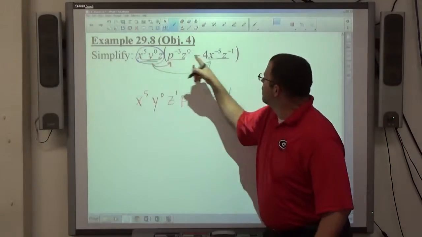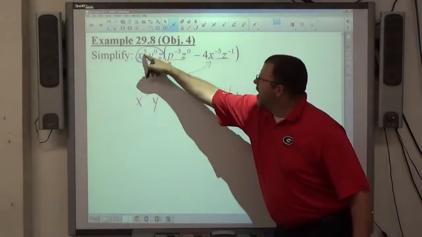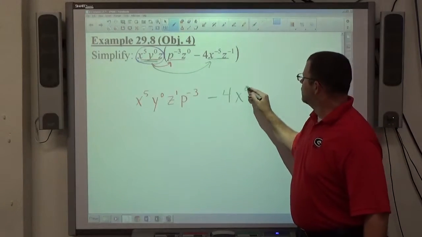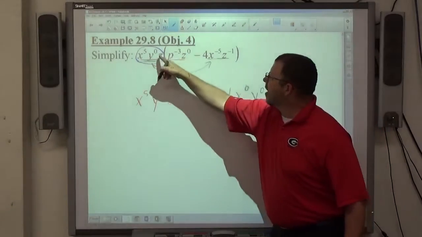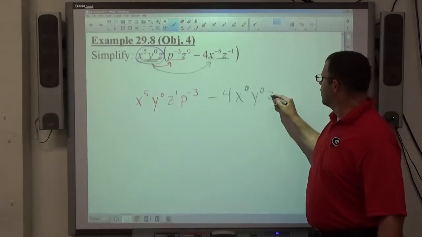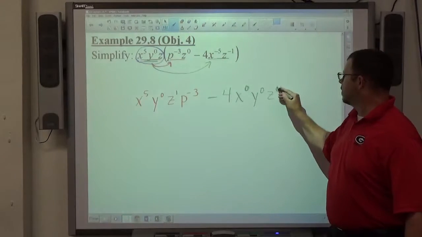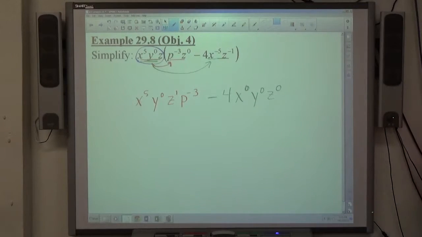I got an x times an x. 5 plus negative 5 makes 0. I've got a y times no other y, so y to the 0. I got z times z to the negative first. 1 plus negative 1 makes 0. Go ahead and get what you get, and then deal with the negative and 0 powers next. All right, so get the answer, and then fix everything.